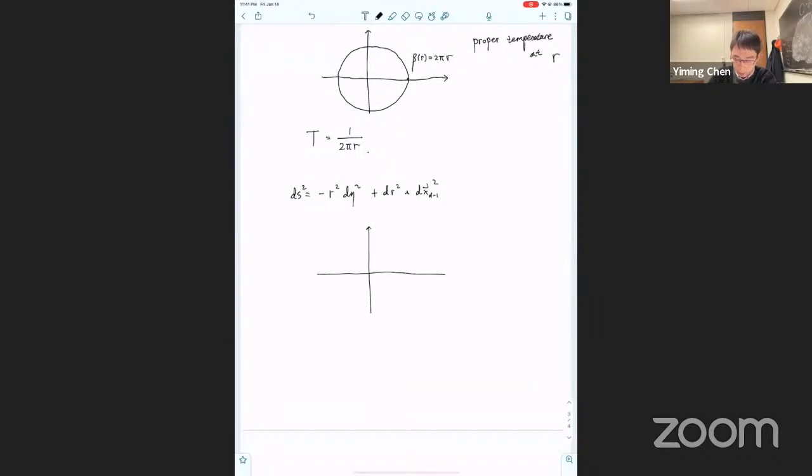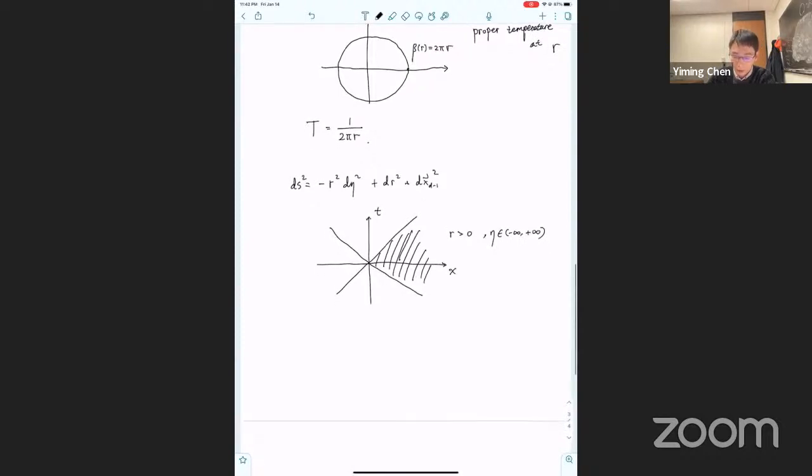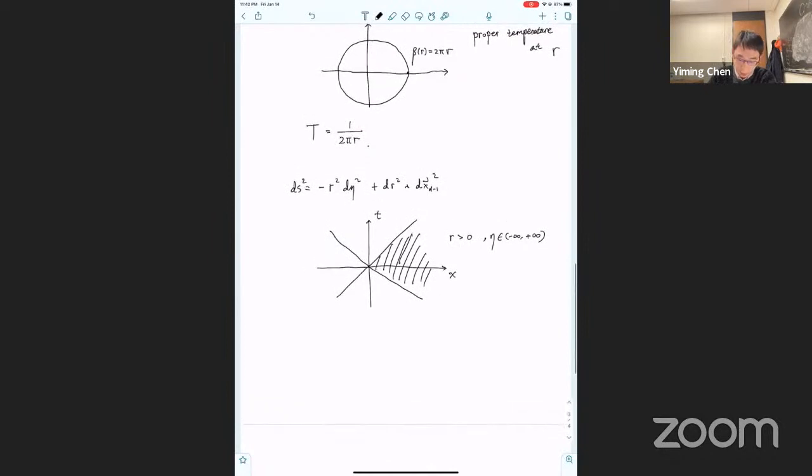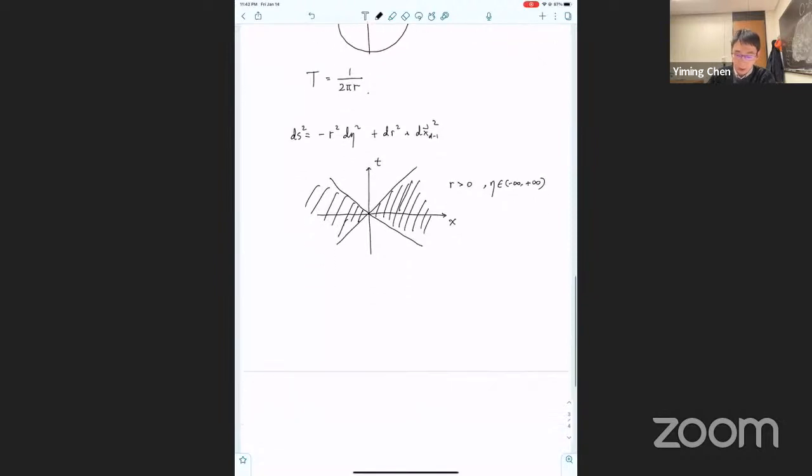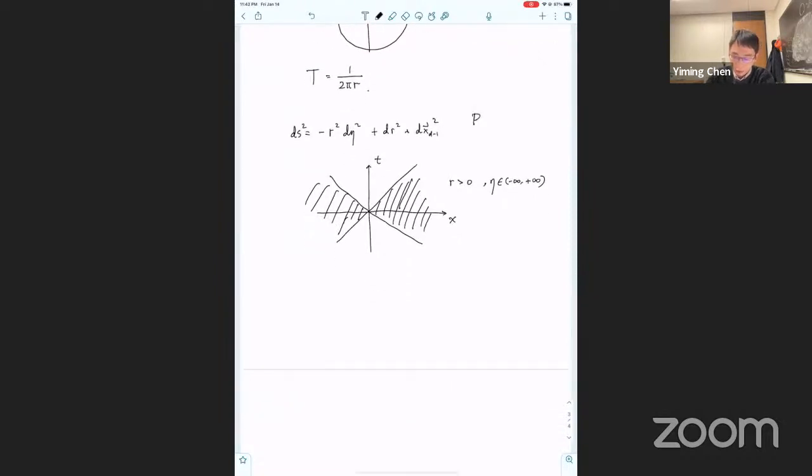So if we look at our Minkowski diagram in the Lorentzian signature, this metric covers only part of the space-time. It only covers the so-called right Rindler wedge. That is, if r is greater than 0 and eta is between minus infinity and plus infinity, it covers this part of the space-time. Of course, we can also take r to be a negative number, and that will cover the left Rindler wedge. Okay, so this is the so-called Rindler coordinate.